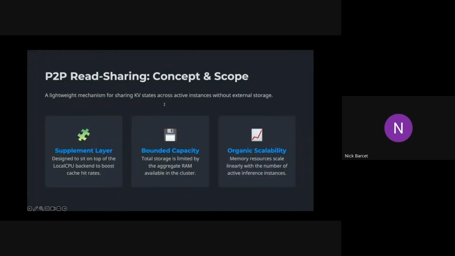So, what is P2P read sharing? It is a lightweight layer sitting on top of the local CPU backend. It does not replace the local cache, but supplements it. The key concept is simple. We share KV trunks across active peers without internal databases.